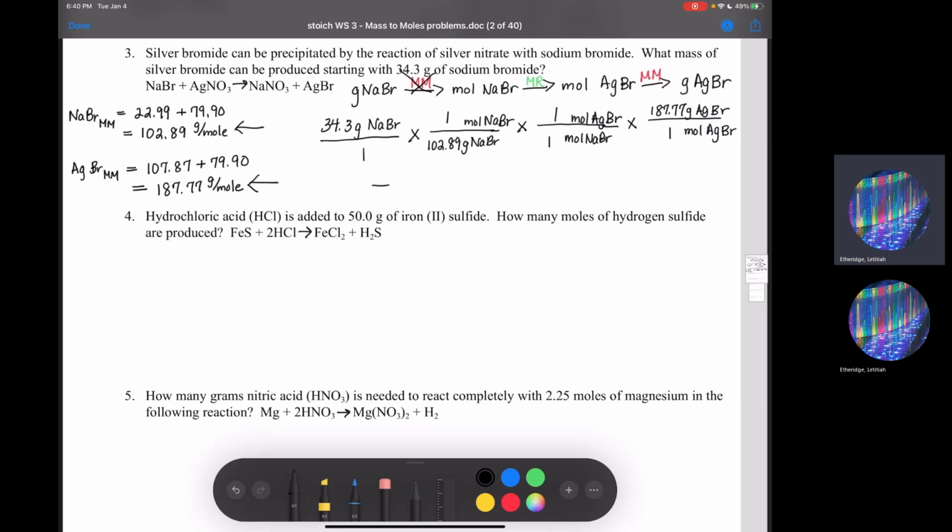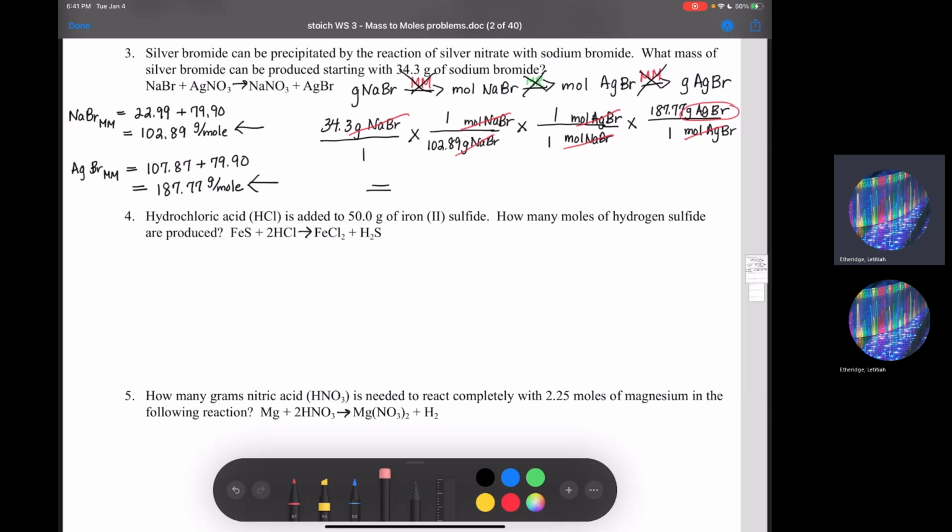Okay, and now what you need to do is first check your units. If your units cancel and you end up with what you're supposed to end up with, then you know that your number is probably correct. So grams cancel, grams cancel. Moles cancel, moles cancel. Moles cancel, moles cancel. You're left with grams, and that's what you're looking for. So now that you know your unit is correct, now you can go ahead and do your math.